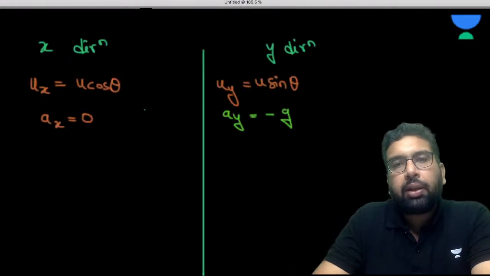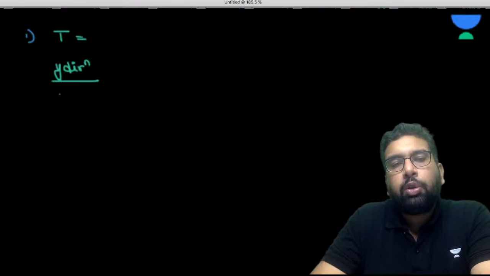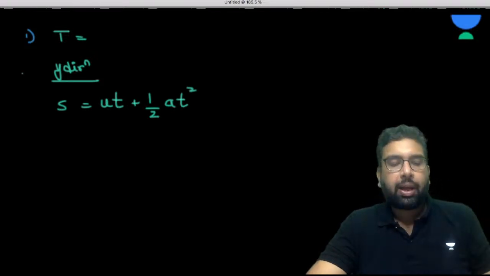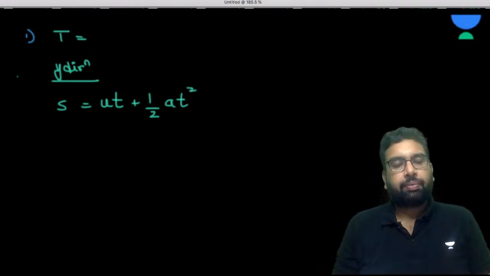So time of flight. If I take the motion in the y direction, beta, what is going to happen? I wanted to have the time. So can I say S is equal to ut plus half at square? Do you agree to it or not? Please answer me.